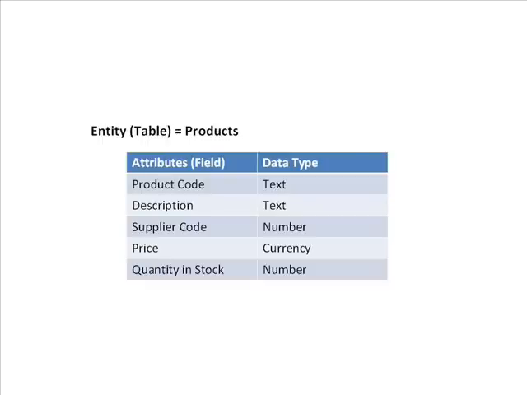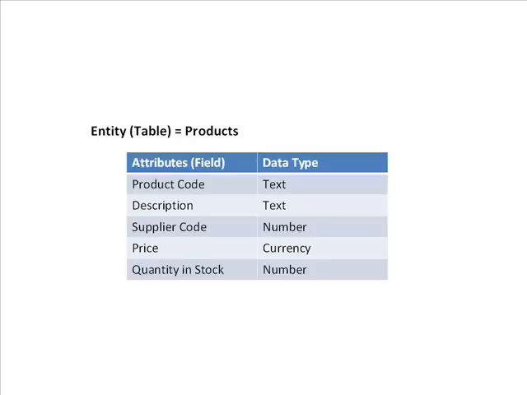When we come to define our tables, the entity becomes the table, in this case products. The attributes become the fields, and we want to store the same information about each of the products. So we want to store the product code, the description, the supplier code, the price, the quantity in stock.